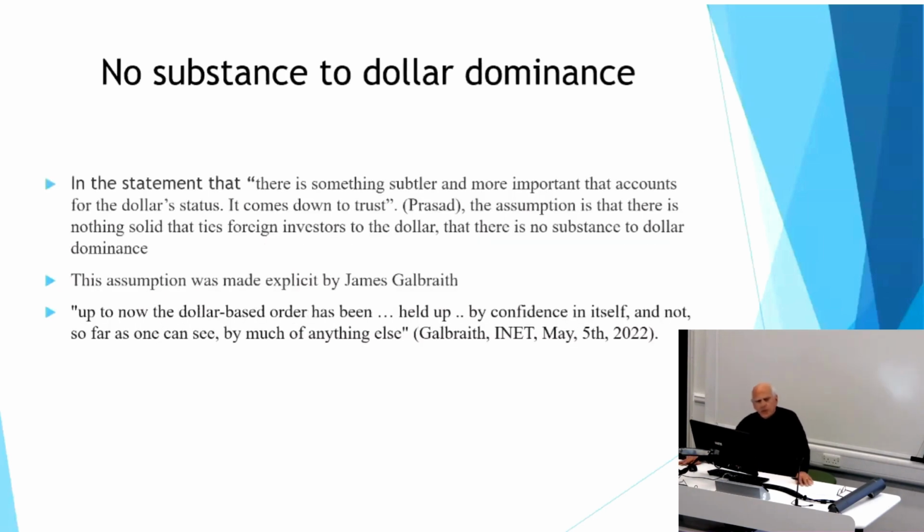In the statement that there is something subtler and more important that accounts for the dollar's status, it comes down to trust. The assumption is that there is nothing solid that ties foreign investors to the dollar, that there is no substance to dollar dominance. This assumption was made explicit by James Galbraith in an article published in the Institute for New Economic Thinking in May 2022, where he says, "Up to now, the dollar-based order has been held up by confidence in itself, and not, so far as one can see, by much of anything else."